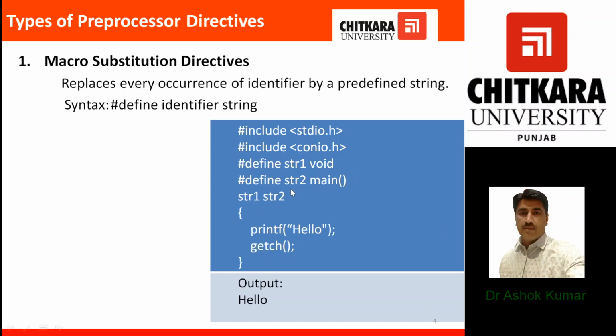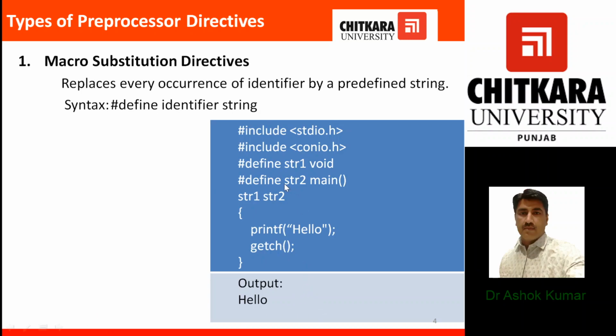When you run this program, every occurrence of str1 will be replaced by void by the preprocessor. Then every occurrence of str2 will be replaced by main. So the preprocessor will change this to void and main, and this becomes your usual program heading, void main. Then this expanded source code, after replacing str1 and str2 with their definitions, will be passed on to the compiler, which will compile it, run it, and give you the message hello on the screen.